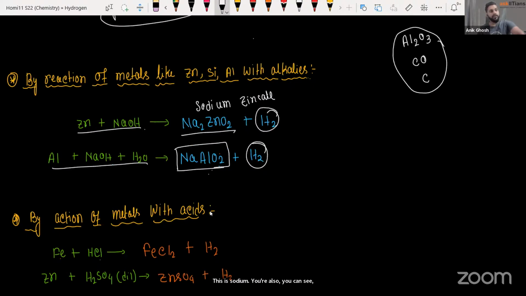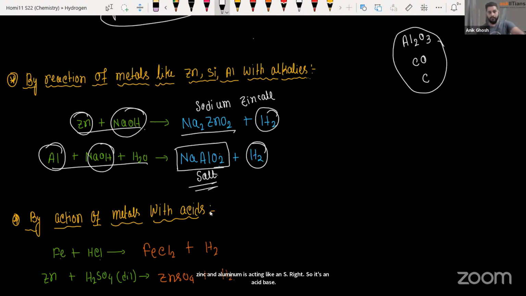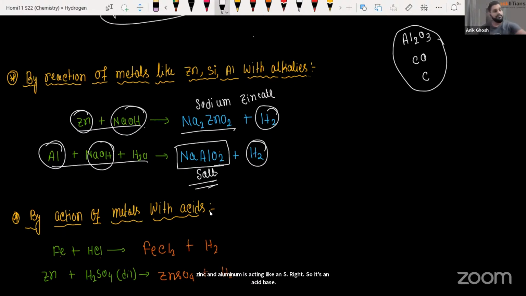Exactly, right? So this is the basis. Zinc and aluminum are acting like an acid here, right after them, exactly. So it's an acid-base reaction, so you get salt over here. All right.